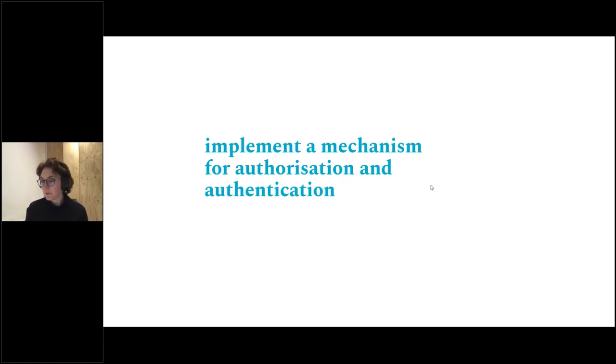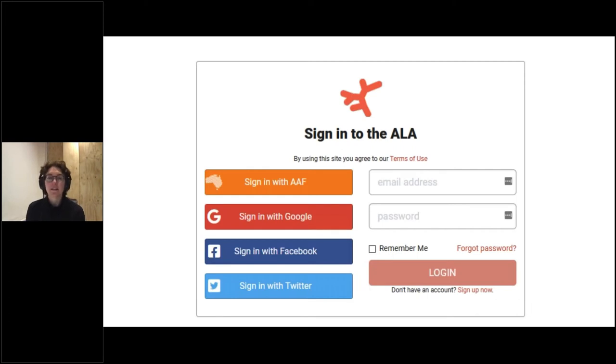So for example, onto slide 11 is the ALA, the Atlas of Living Australia. As you can see here in this slide, they have provided a range of different ways for authentication. To authenticate as a user, you can either sign in with the Australian Access Federation, or you can choose more social media and corporate type accounts with Google, Facebook and Twitter there, or you can create your own account. So they also provide a way of a username and password account there.